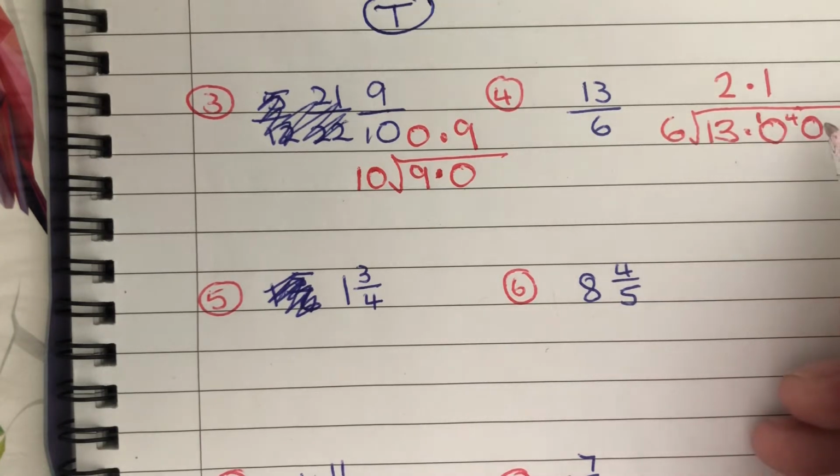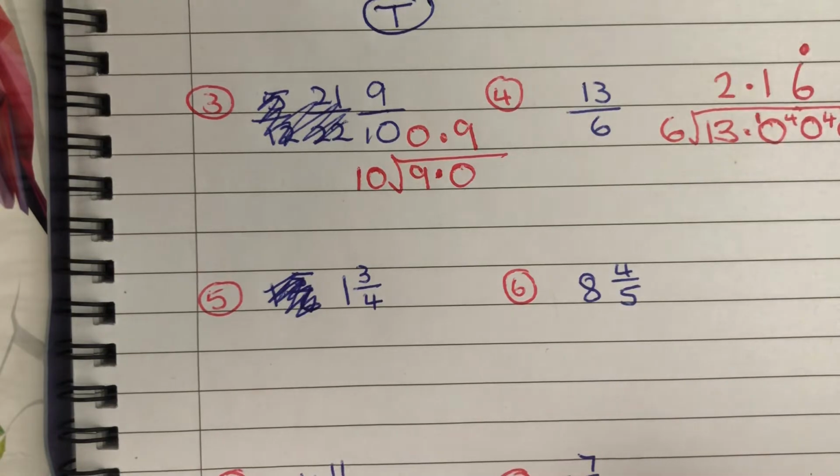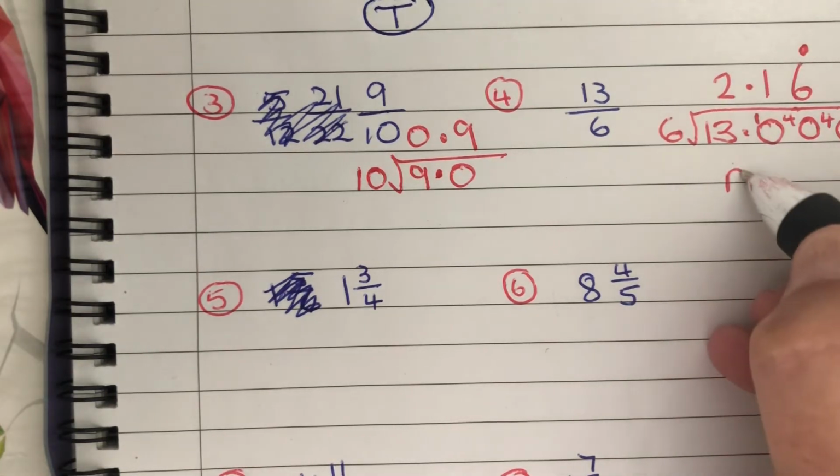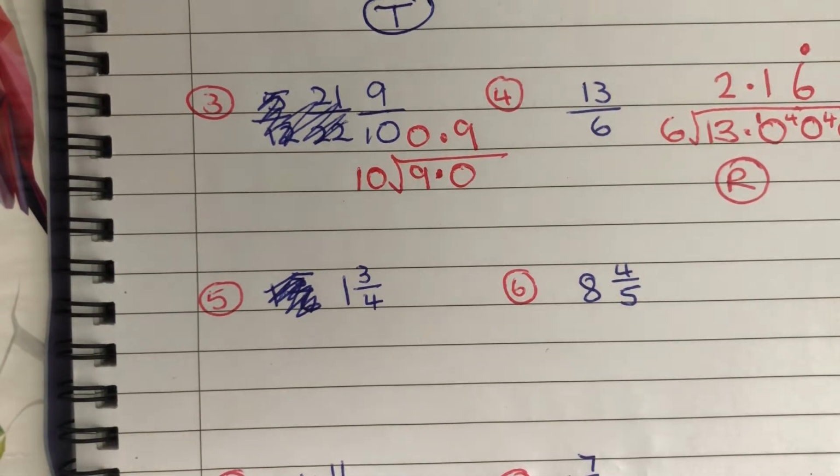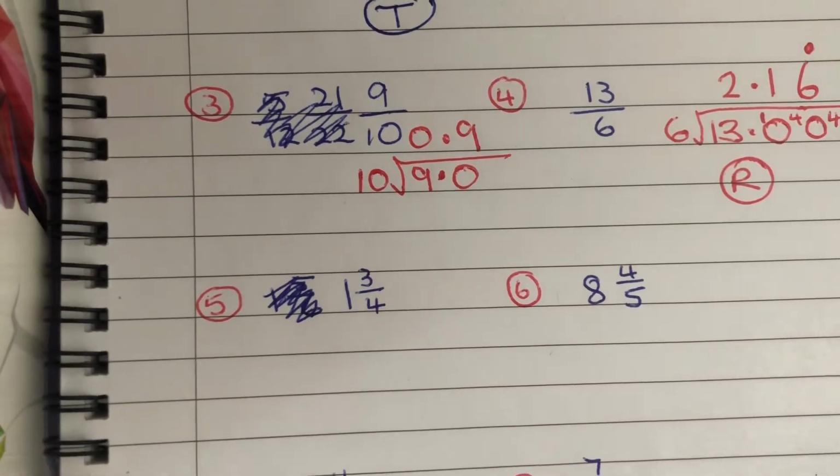6 into 40, 6 6s are 36, and look what happens. If you get another 4 like you have, you know this is going to be recurring. So there's our recurring decimal, and we can put R for recurring. I said I wasn't going to talk, and then I talked. All right.